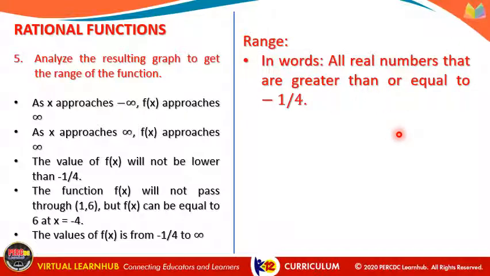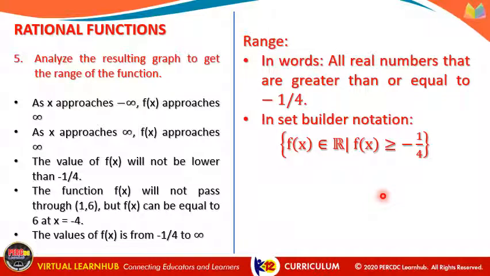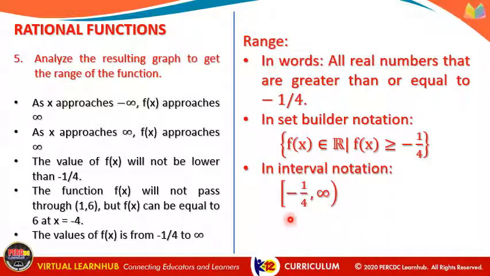In terms of set builder notation, we'll get this. So f of x is a real number such that f of x is greater than or equal to negative 1/4. In terms of interval notation, ganito siya. Magmula negative 1/4 up to the highest possible number. Again, kasama yung saktong negative 1/4. Kaya, bracket ang gagamitin natin. Okay? So, you have a half open or half closed interval.